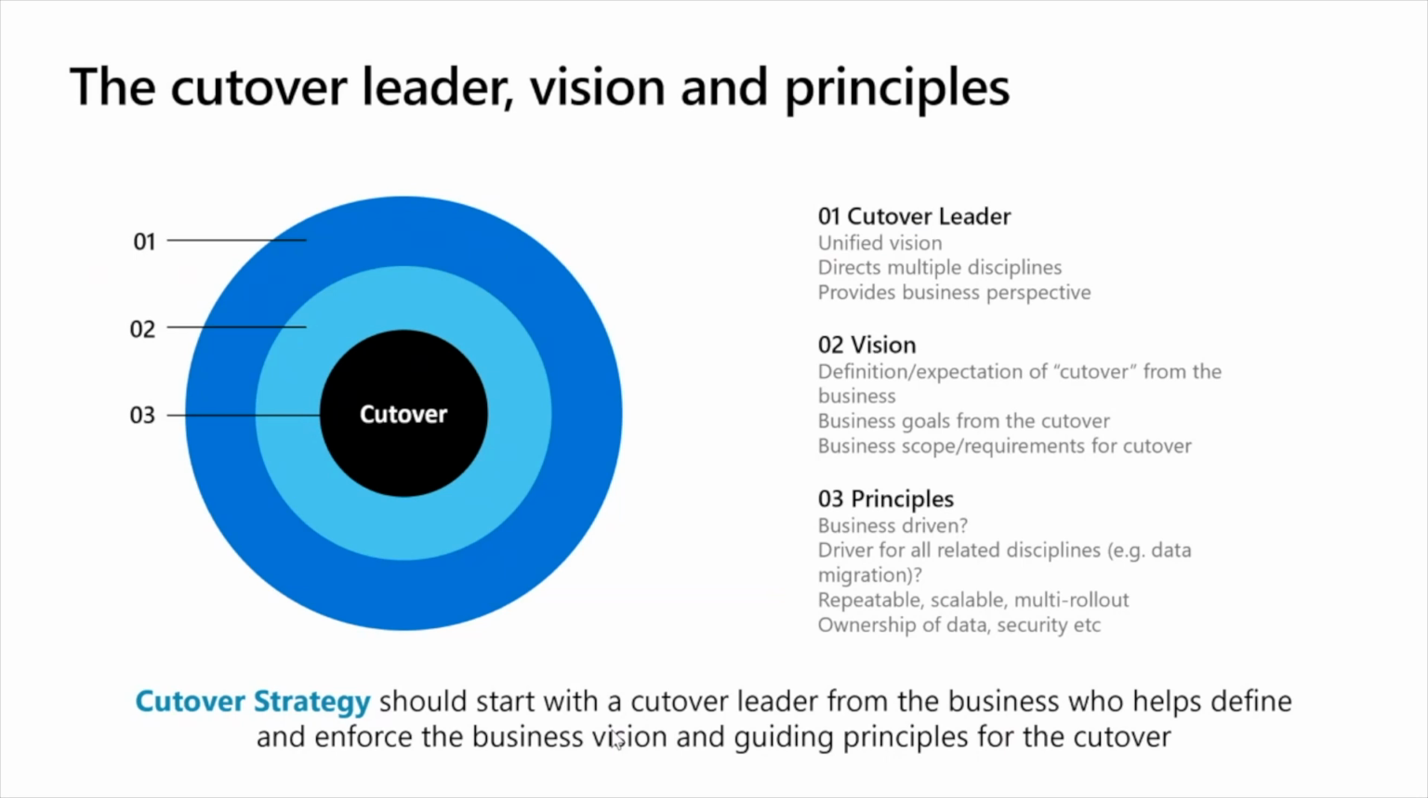So we want to start with making a recommendation that you think about having a cutover leader that you nominate from the business. The idea behind that is that this cutover leader gives a unified vision of what needs to happen as part of the cutover. There are multiple disciplines involved in the cutover. It's the data migration teams, the change management teams, the business teams that need to validate it, the partner team, sometimes there are ISVs involved. There's lots of different parties involved in that process.